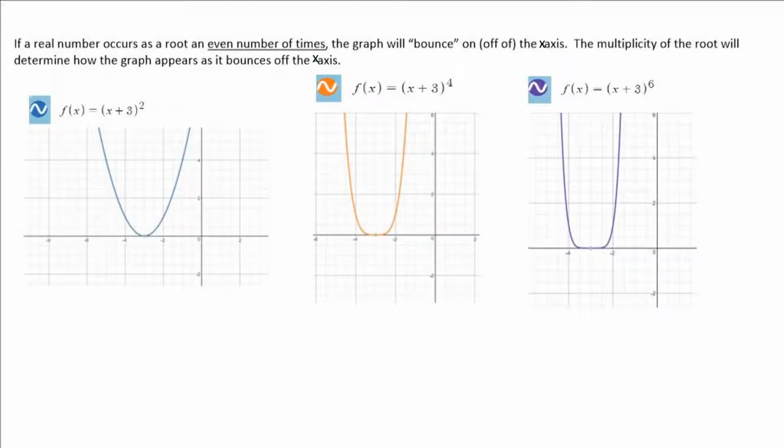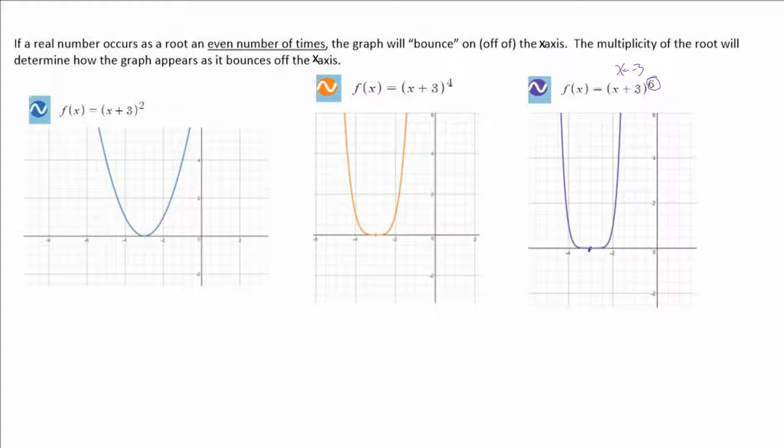In each of the following examples, the multiplicities are even, and the graph bounces at the x-intercept as opposed to crossing in the previous examples. So, for example, we know the root here is x equals negative 3 because that's what gives the function an output of 0. So the multiplicity is 6. Notice that at the root, x equals negative 3, it bounces. So it comes down, it hits the point, and then it bounces back.